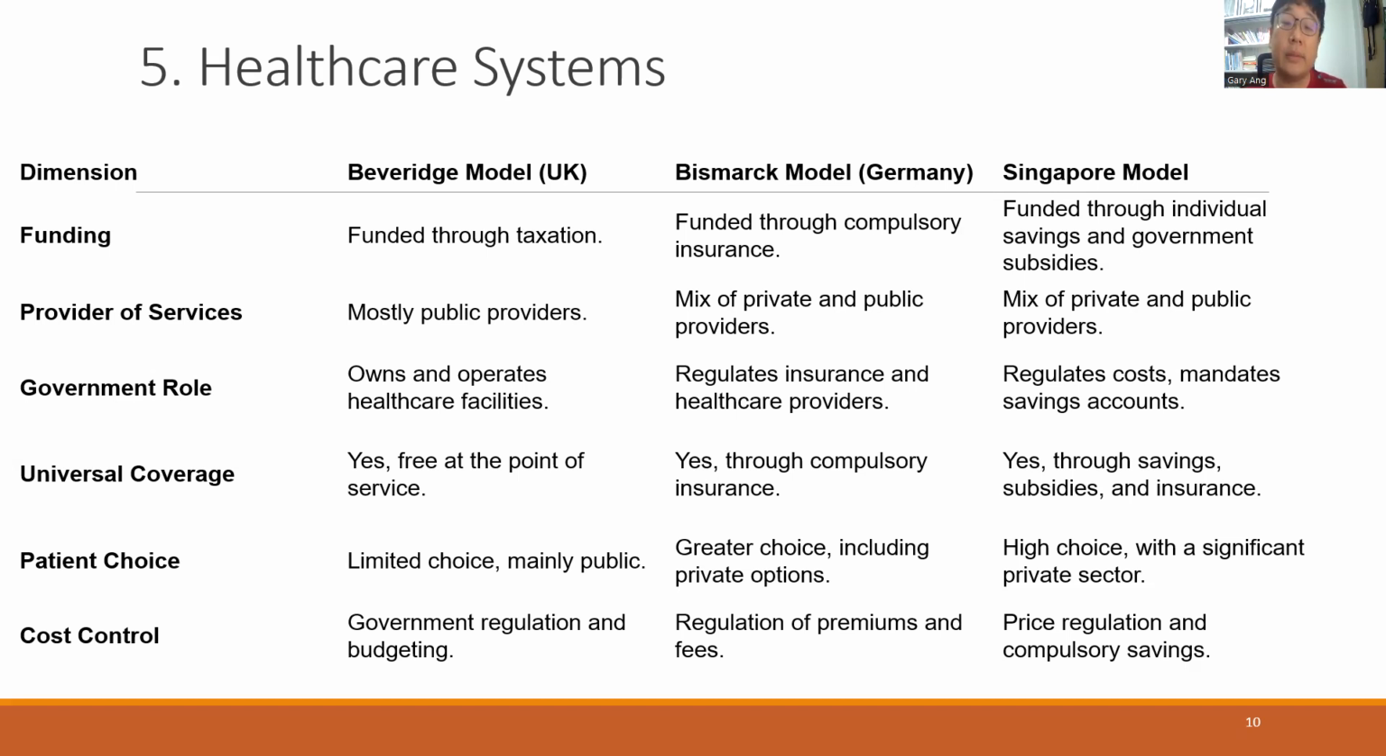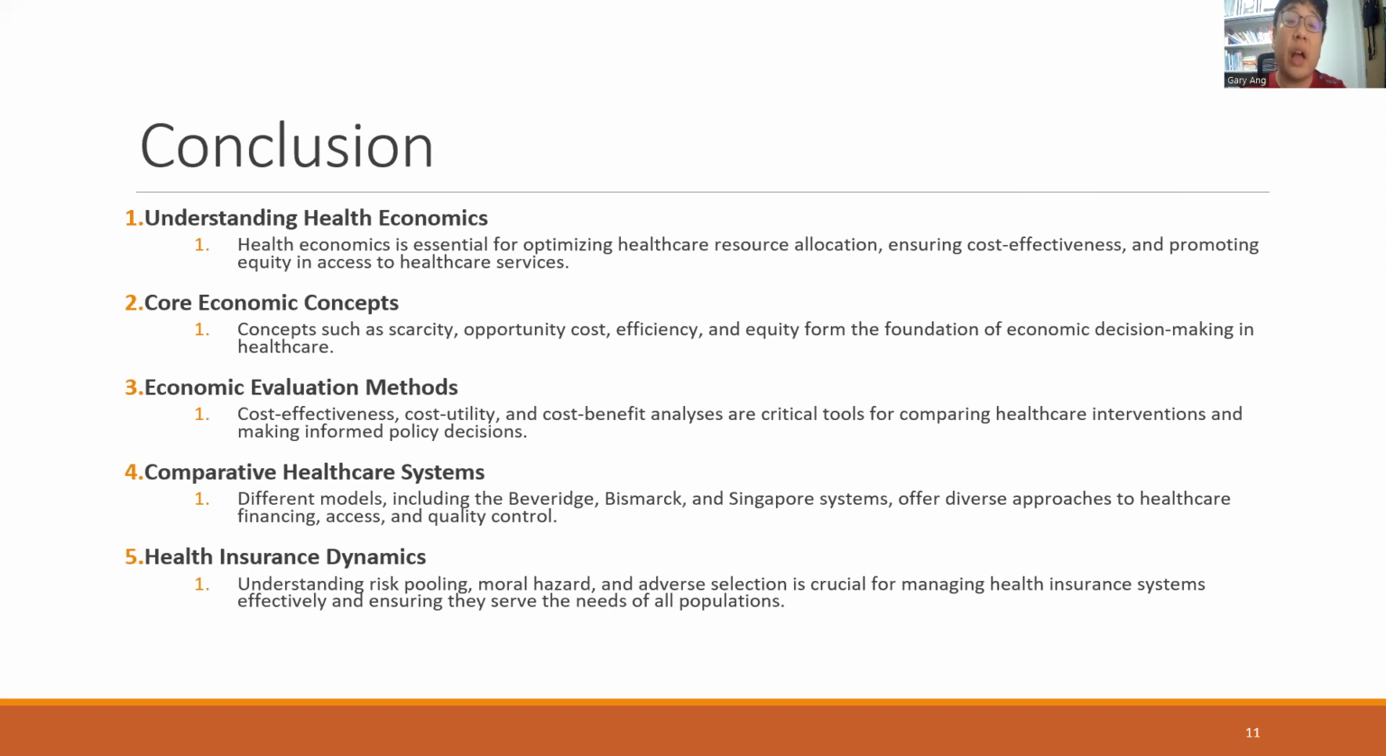So in summary, we have covered what health economics is, and how it's essential to optimize healthcare resource allocation. We have covered certain key economic concepts such as scarcity, opportunity cost, efficiency, and equity. We have also covered briefly the three differences in terms of analysis: cost effectiveness, cost utility, as well as cost benefit analysis. We have compared the three different types of healthcare system, the Beveridge model, the Bismarck model and the Singapore system, as well as risk pooling, moral hazard, and adverse selection.